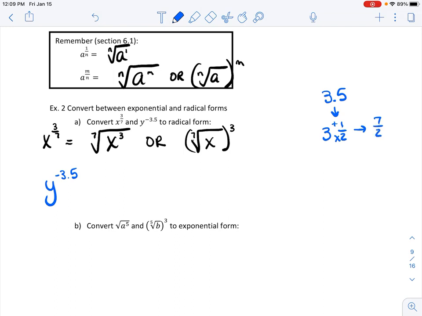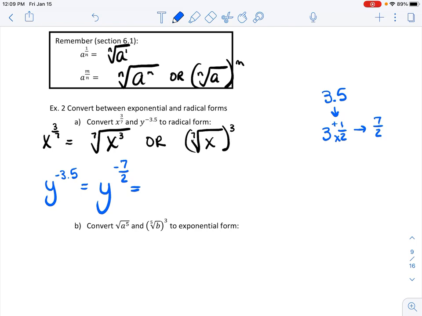7 over 2. Now I purposely left off this negative because that can get confusing there, but this is actually equal to y to the negative 7 over 2 power. Now we could go ahead and continue to simplify.